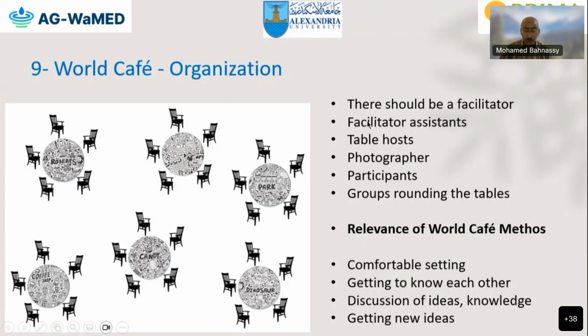And the second group is the facilitator assistants, people who are running the computer, taking care of the presentation, all this stuff. And each table should have a host, and the host is the person that will manage the conversation between the stakeholders and ask them questions, collect data from them. Also, there should be a photographer to take photographs of the event, the participants, and the groups of rounding tables.